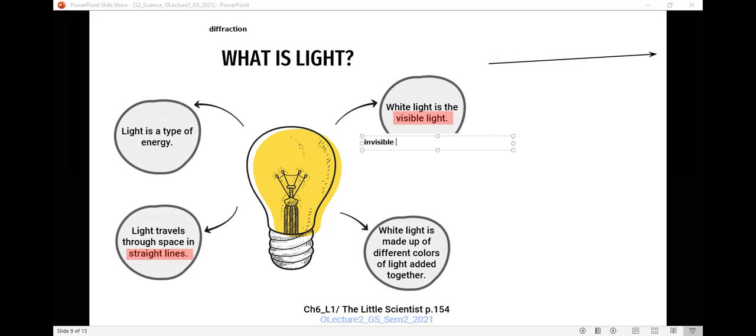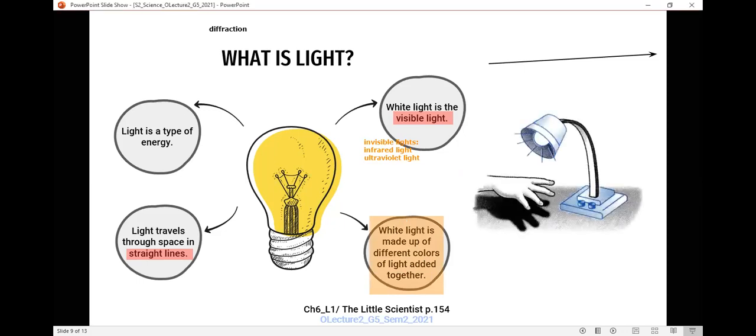Examples of invisible light: infrared light, ultraviolet light. These are examples of invisible light, light that we cannot see. White light is the mixture of seven colors, which are the colors of the rainbow: red, orange, yellow, green, blue, indigo, and violet.